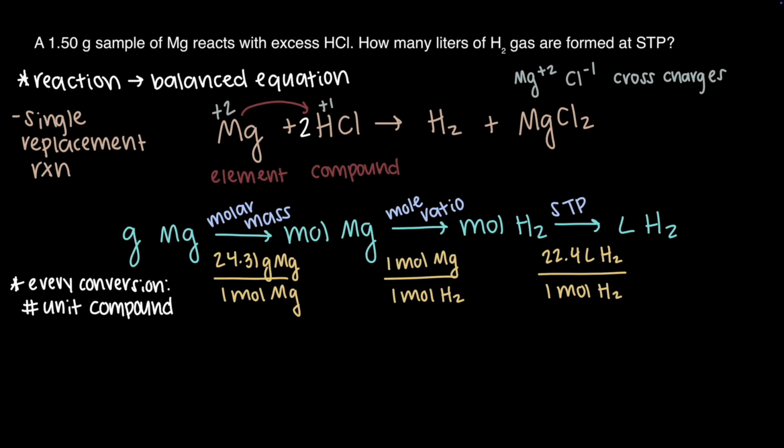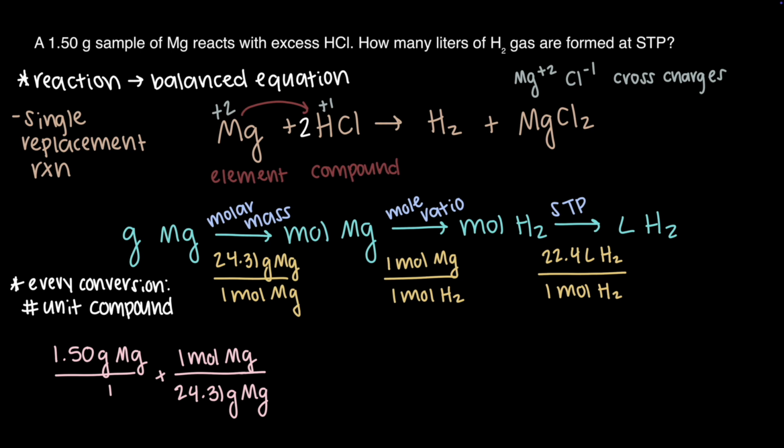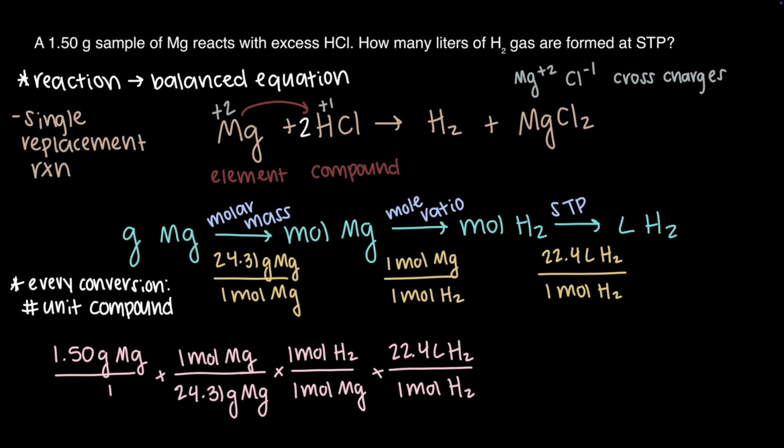Setting up all units to cancel, we start with 1.5 grams of Mg over 1. In the next fraction, 24.31 grams of Mg goes on the bottom and 1 mole of Mg on the top. In the next fraction, 1 mole of Mg goes on the bottom and 1 mole of H2 on the top. In the next fraction, 1 mole of H2 goes on the bottom and 22.4 liters H2 on the top.